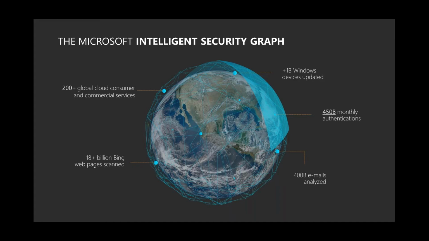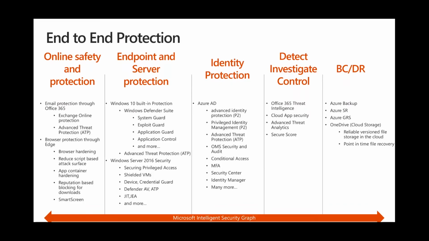And so there's some really interesting things that we can do here with this data that we pull in and all this telemetry and signal that we pull in. And what that enables us to do is have some really robust products and features and services here that help to make you better protected and have a better security posture. So everything from being able to protect you through email and web browsing to protecting the actual endpoint, whether it's a Windows machine or a Windows Server machine, to protecting identity.